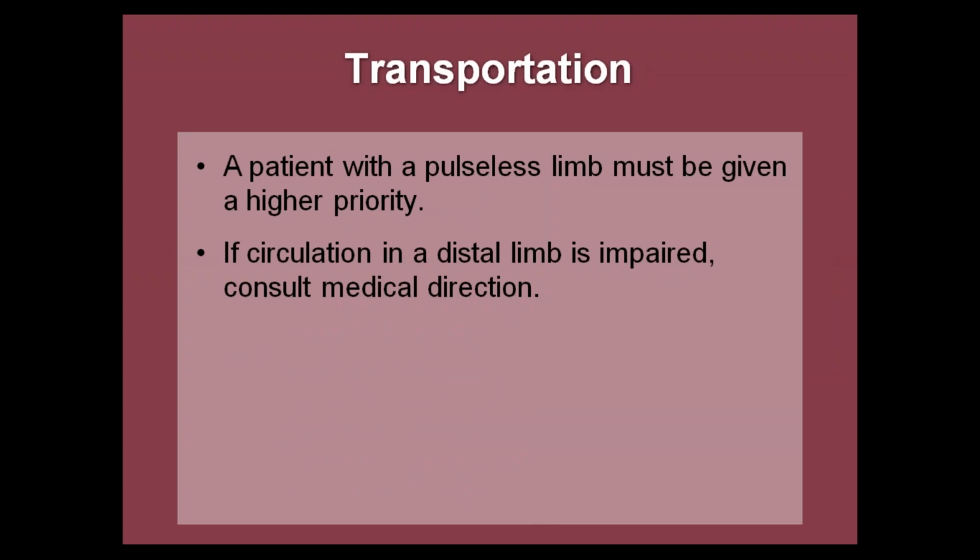Transports, obviously you want to transport with the pulse. A patient with a pulseless limb must be given a higher priority. So this patient might be a code response to the hospital, a code transport. If circulation in a distal limb is impaired, consult medical direction. So obviously we want to notify the hospital as quickly as possible, let them know what's going on so that they can try to get some interventions ready by the time we get there.